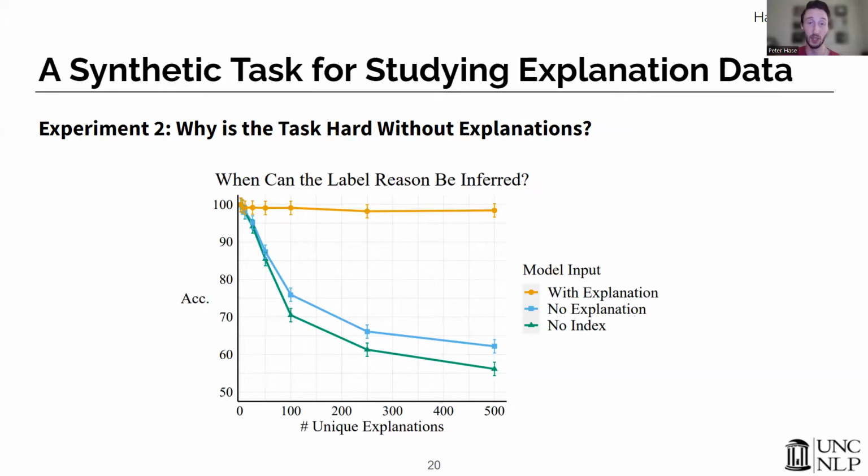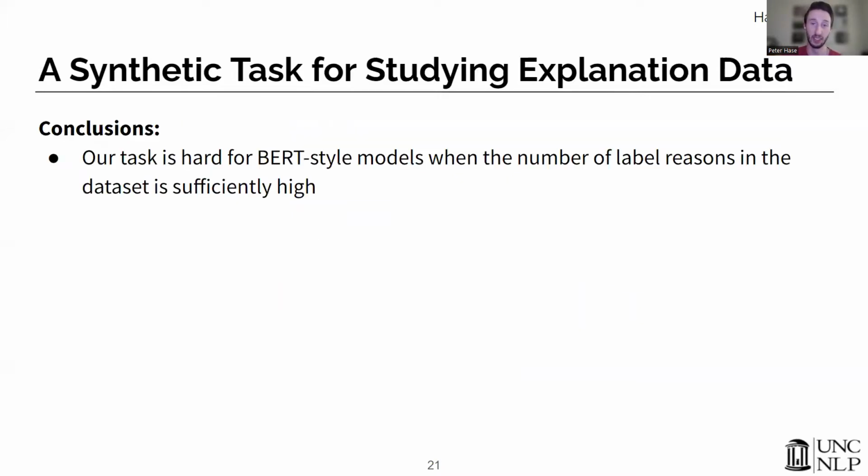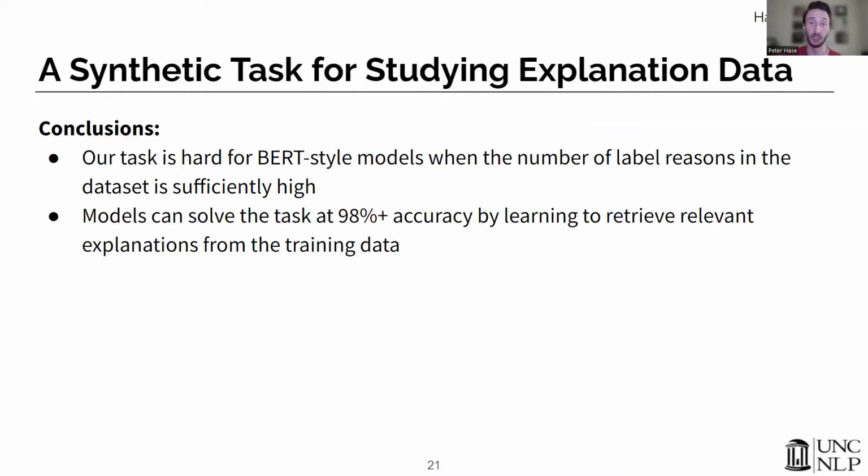As long as there is a relationship between inputs and explanations, and between explanations and labels, the baseline will be able to capture at least some of those relationships to predict the label from the input alone. From these initial experiments with our data, we conclude that our task is hard for BERT-style models when the number of label reasons in the data set is sufficiently high, and that models can solve the task when given access to training explanations.